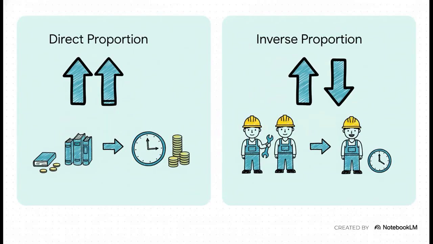So how do you spot the difference in the wild? Well, here's a quick cheat sheet. For direct proportion, when one goes up, the other goes up. And the key is that their ratio is always constant. For inverse, when one goes up, the other goes down, and their product is always constant. Keep an eye out for these clues.